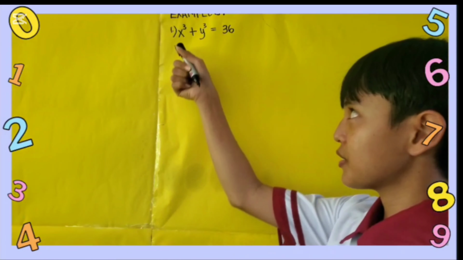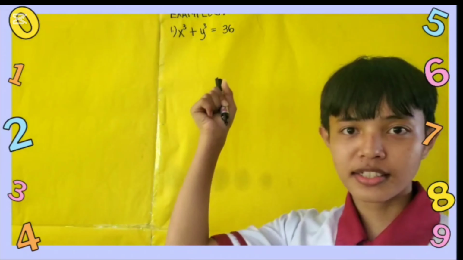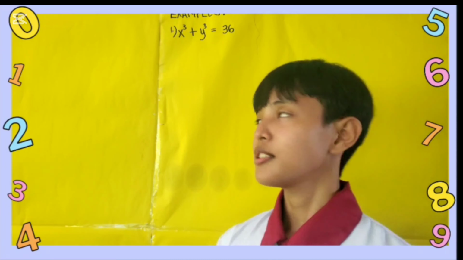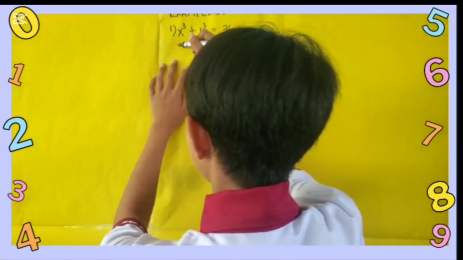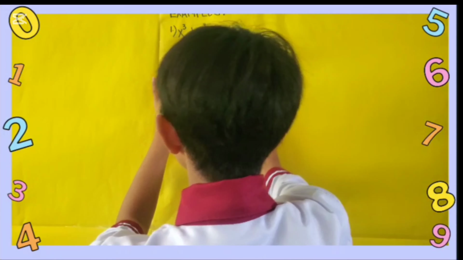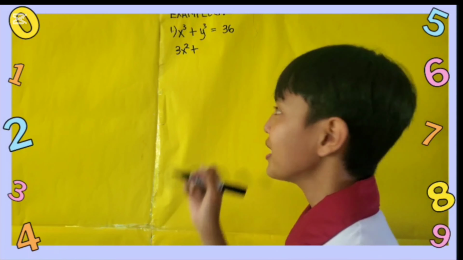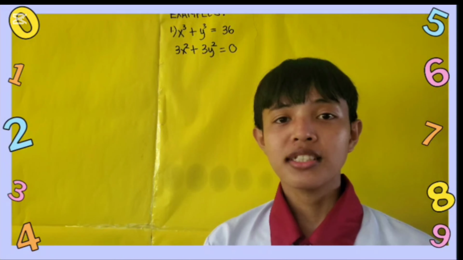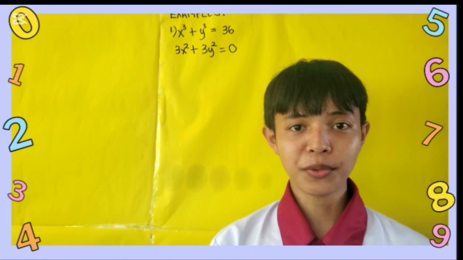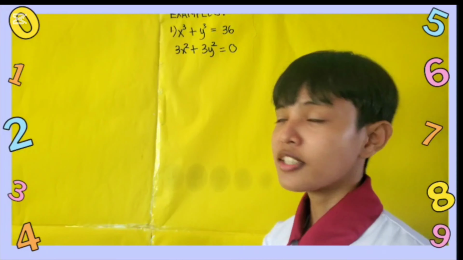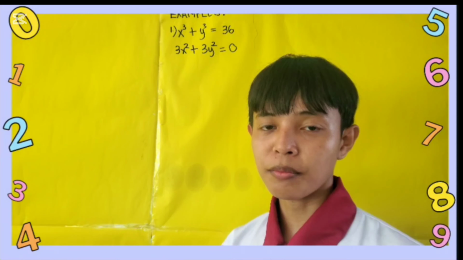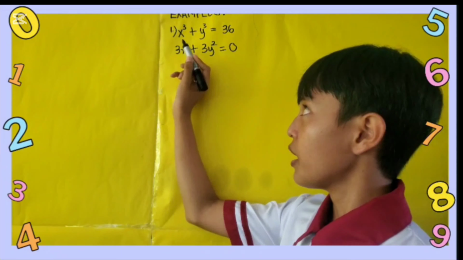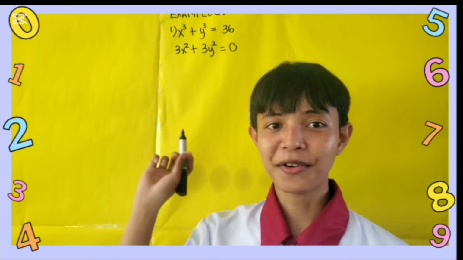Our first example of implicit differentiation, number 1: x cubed plus y cubed equals 36. Let us find the derivative of each term with respect to x. The derivative of x cubed will be 3x squared, plus the derivative of y cubed, which is 3y squared, equals 0, since the derivative of a constant is 0. As you notice, the exponent is subtracted by 1 when finding the derivative of each term, that's why 3x squared is there.